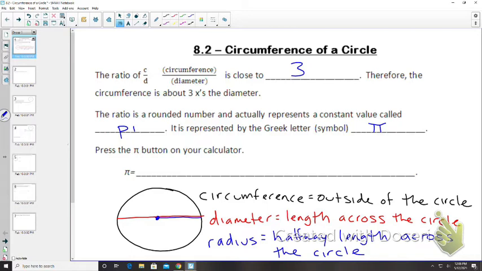Okay, so if you push the pi button on your calculator, you might get a value, and depending on the calculator that you have, pi is equal to 3.141592654... And this number will go on forever and ever. Okay, there are actually global competitions to see who can memorize the most digits of pi. Okay, but for the sake of Math 7, we are just going to use 3.14 as our pi. Okay, so anytime that you see a pi, you can just do 3.14.